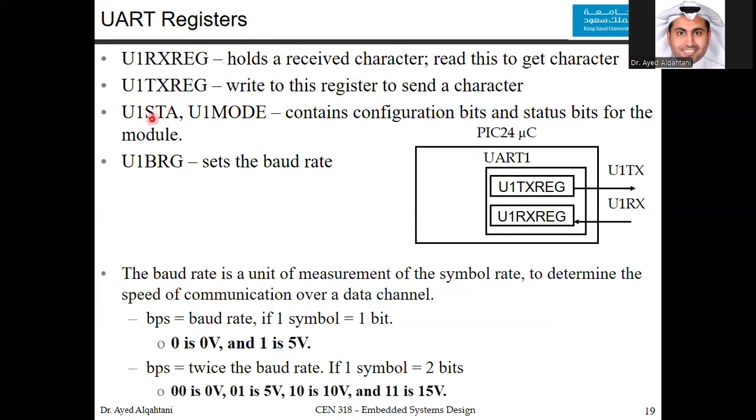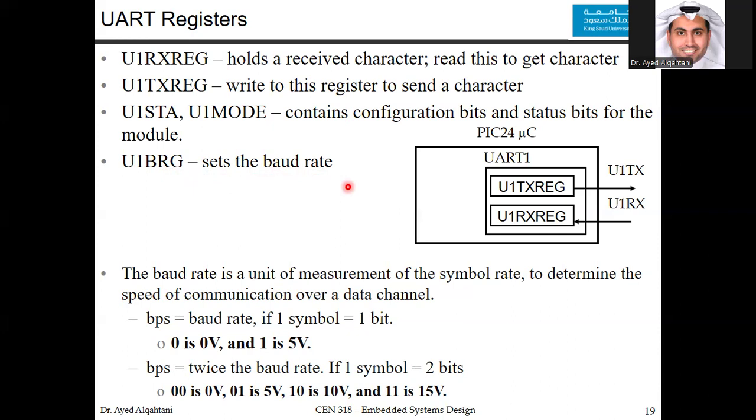So we know that these are two registers, one for receiving and one for transmitting. We also have the U1STA, or status register, and U1MODE, which have the control fields that specify the way you work with the UART. They both contain configuration bits and status bits for the module. And we have a dedicated register for the baud rate. You set the baud rate, and this baud rate will dominate the communication. It tells you exactly what bandwidth you should use.